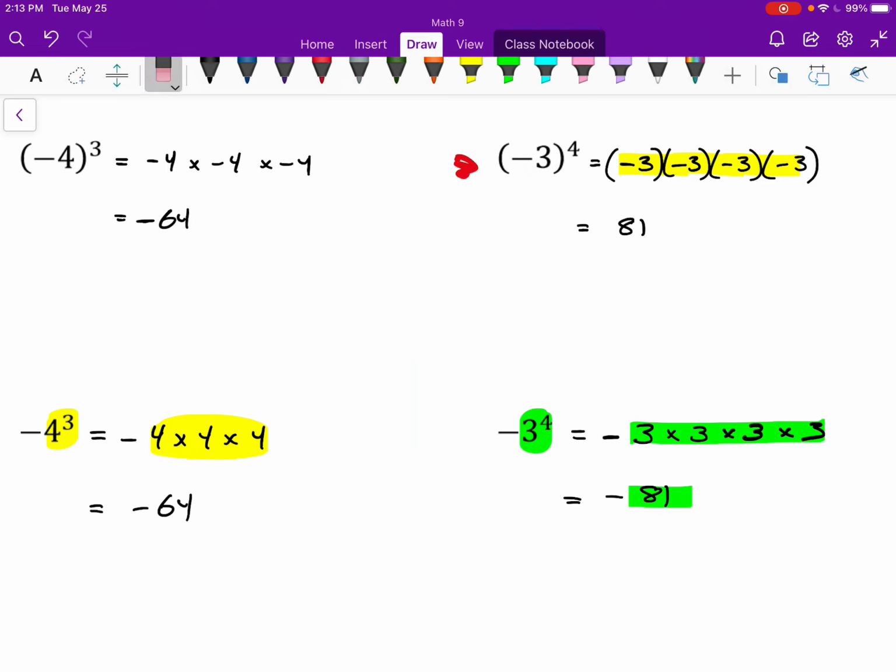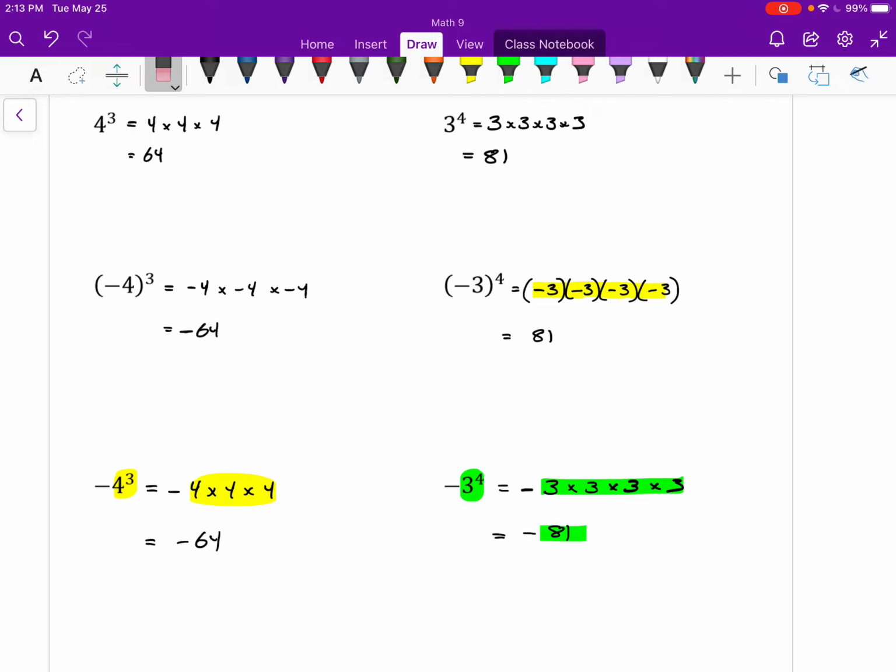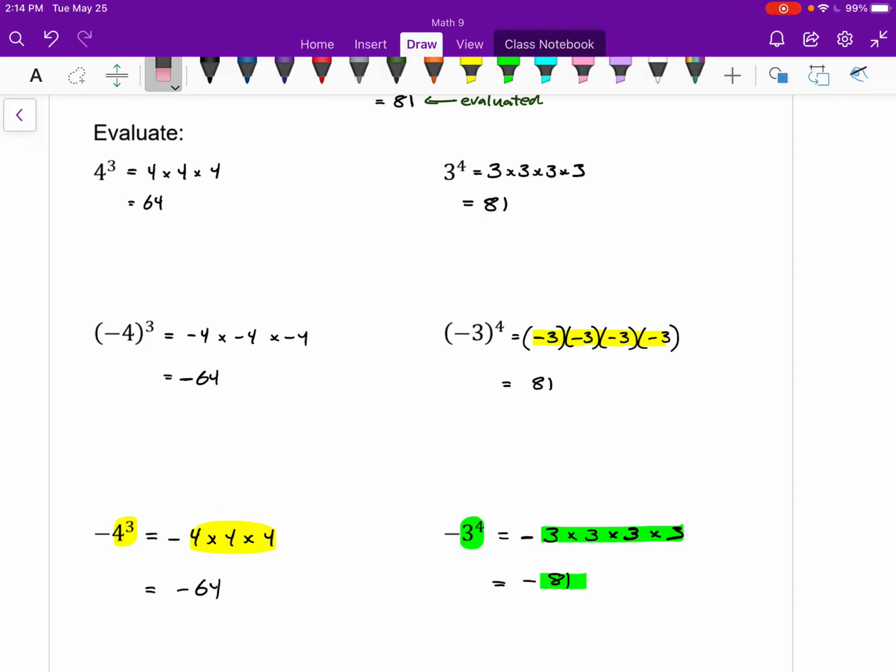It's just being clear about what is the base, what is being repeatedly multiplied and what is not. And again, with those negatives, if there's no brackets around the negative value, then your base is a positive number, but there's a negative sign in front of the whole thing. All right, so really easy to make mistakes there, but that covers all the basics.